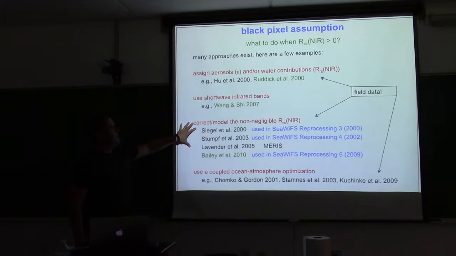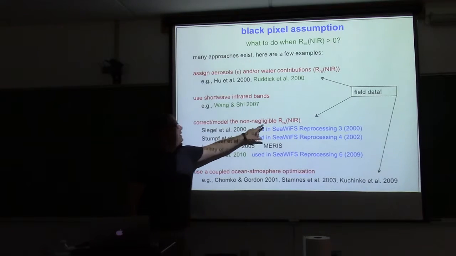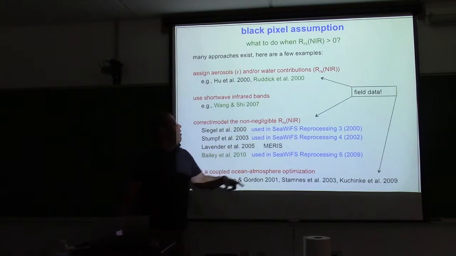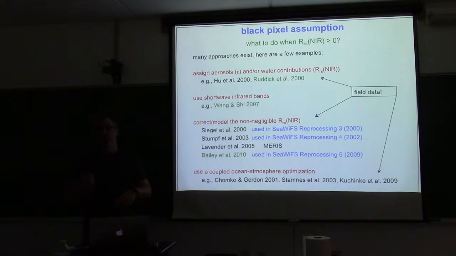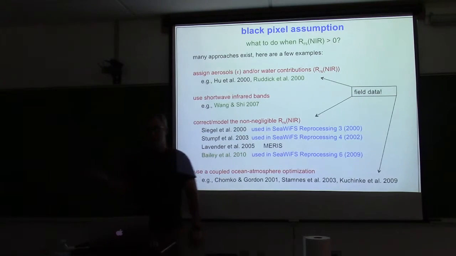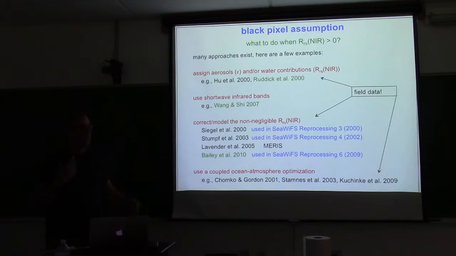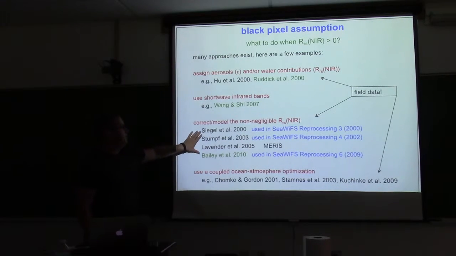And then the last one is, well, we know it's non-zero, but why don't we use a bio-optical model to correct for it? And so instead of making the assumption that it's zero, we're going to calculate some bb's and some a's, and then we're going to take a guess at what the signal is. We're going to remove it. We're going to force it to be zero, and then move on. And there are a couple of different flavors of how that has proceeded with time too.